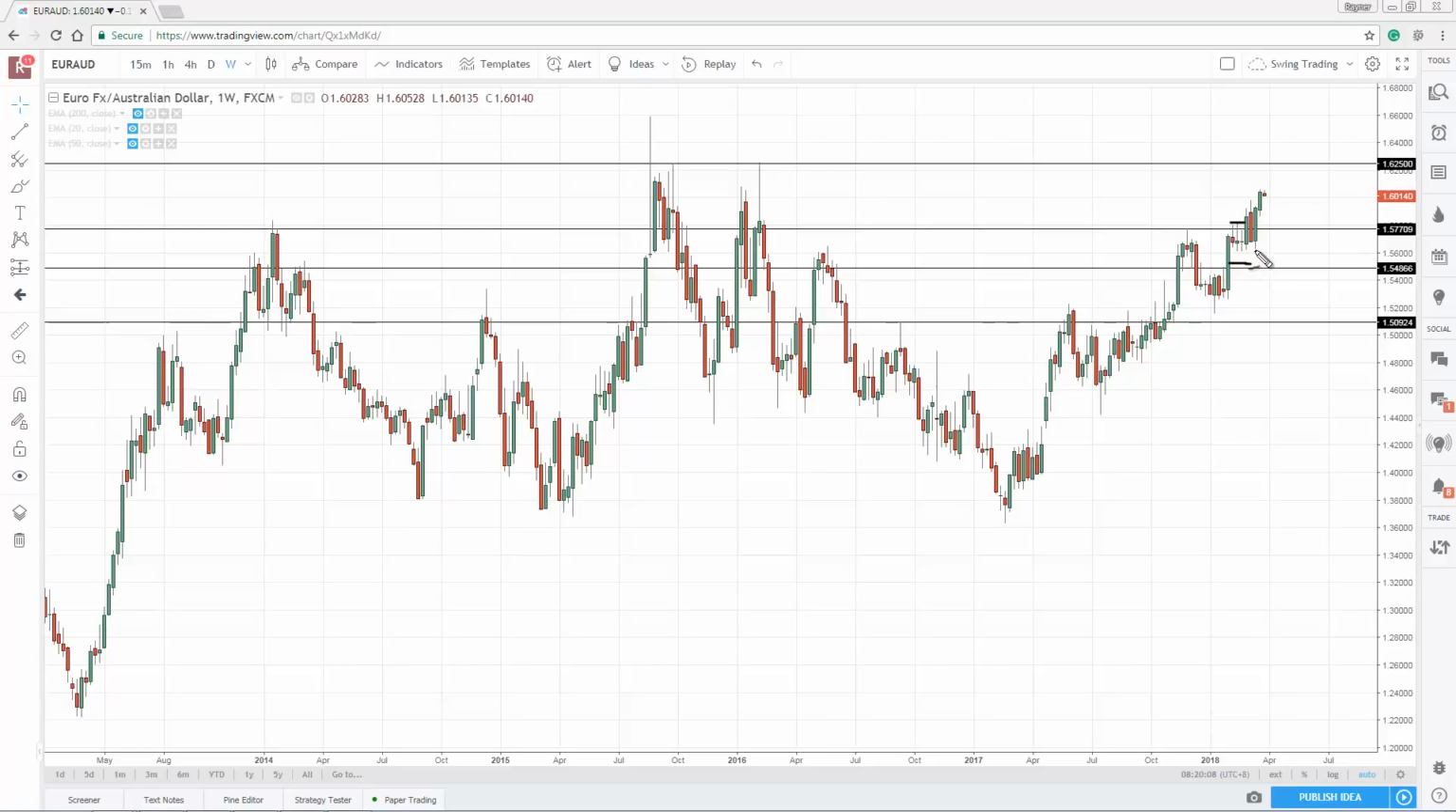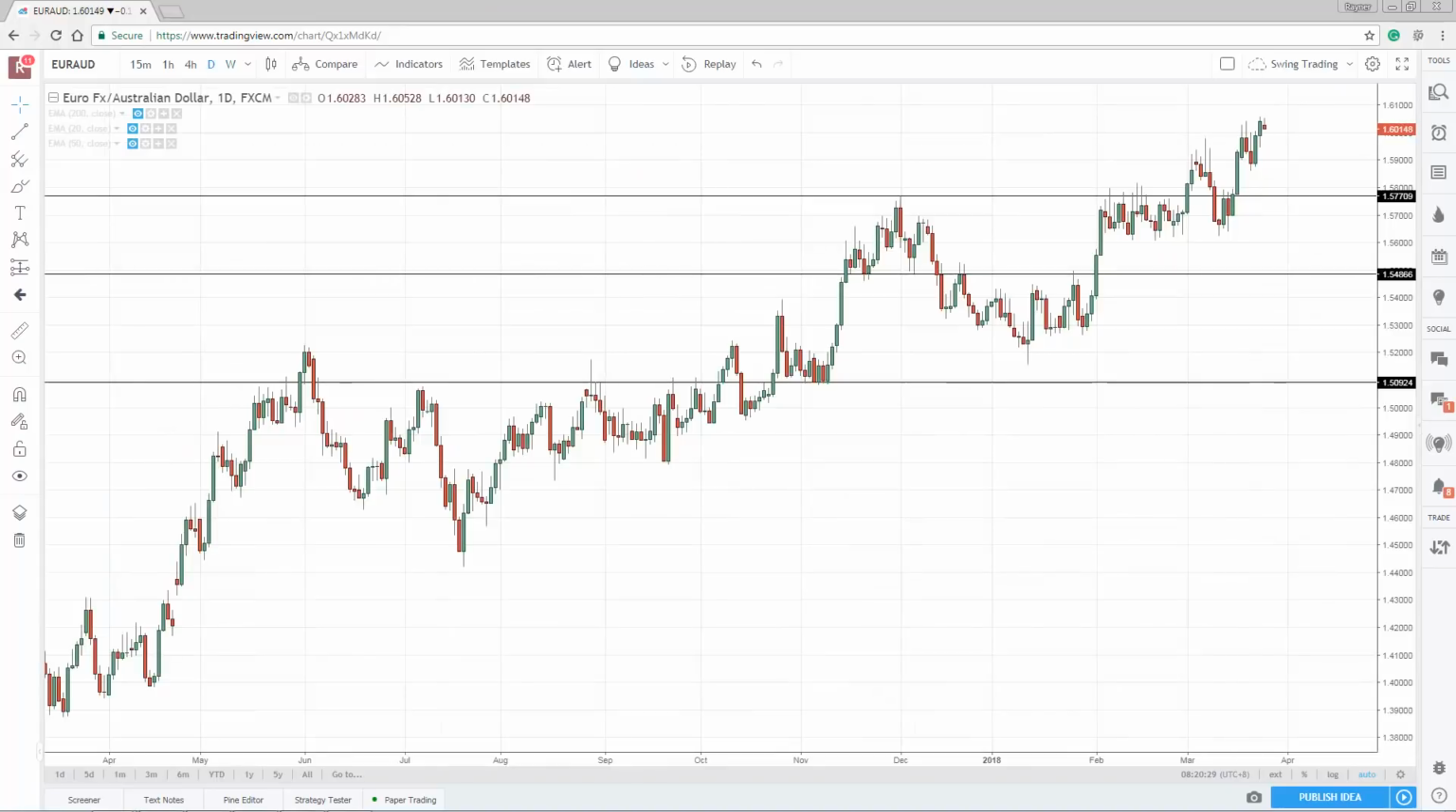So my plan was that if the market were to break and close below the prior week low, I would exit the trade. Well, that didn't happen, and in this case the market did reverse back in my favor. It retraced against me, went back in my favor, and I'm still holding on to this trade.